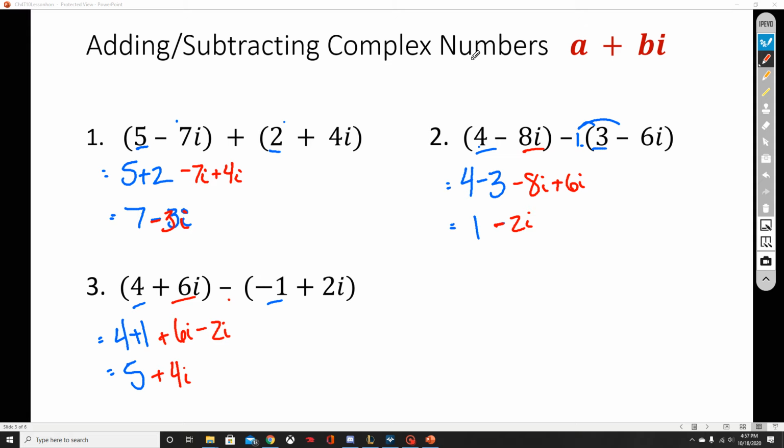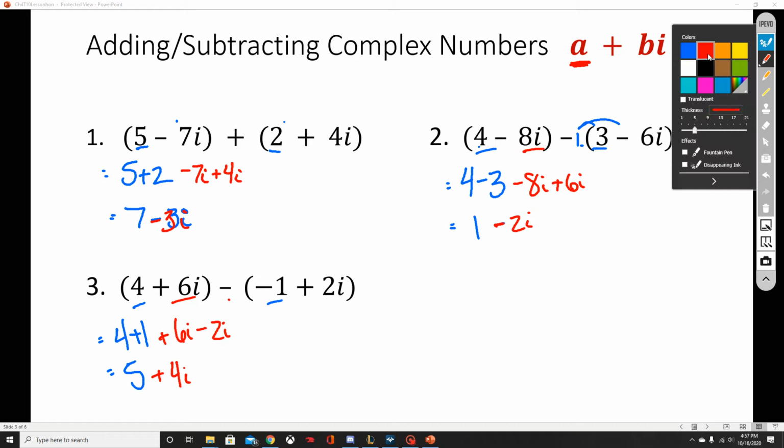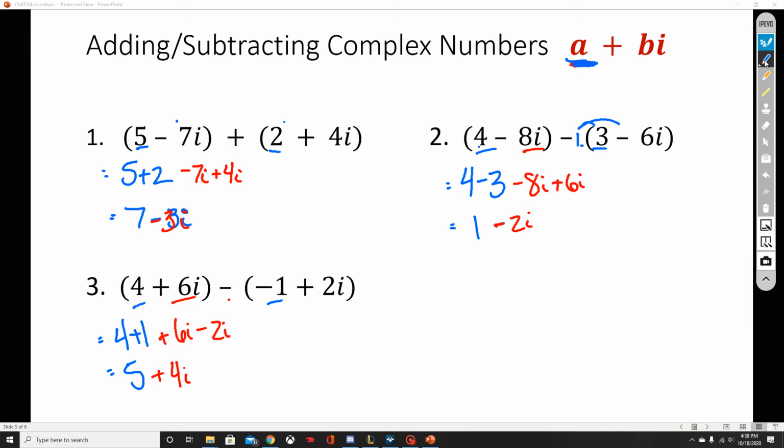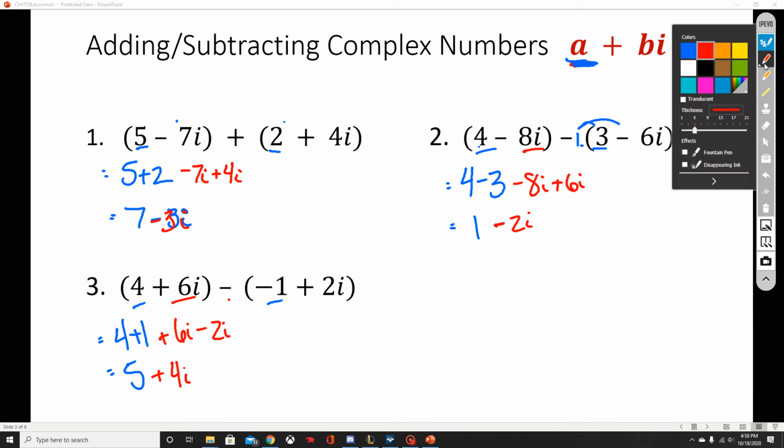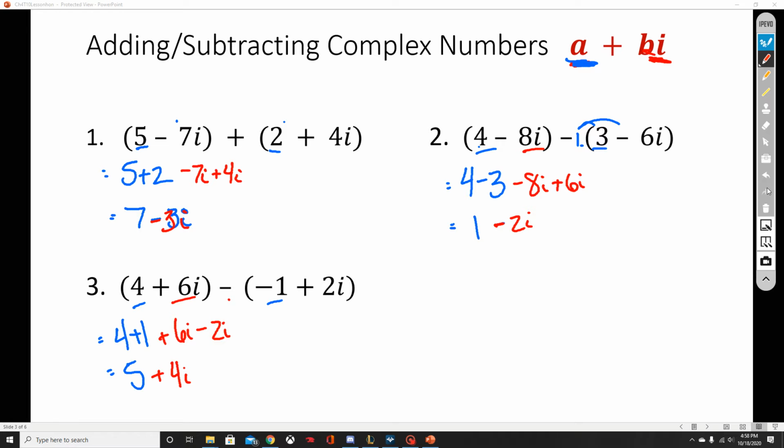All right, so adding and subtracting complex numbers is pretty straightforward. You just treat them as if they're like terms. The real parts are like terms with the real parts, and the imaginary parts are like terms with the imaginary parts.